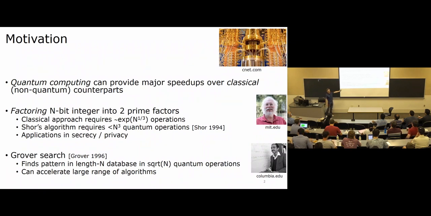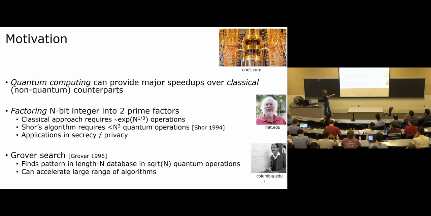The number of operations that you need is proportional to the exponent of n to the 1/3. So almost as big, practically speaking, as exponent of n. So if n is 500, you need quite a lot of computation to do this. And if n is 5,000, you can completely forget about it. I think the world record is like 800 or something like that. And that, of course, is using supercomputers and the works.